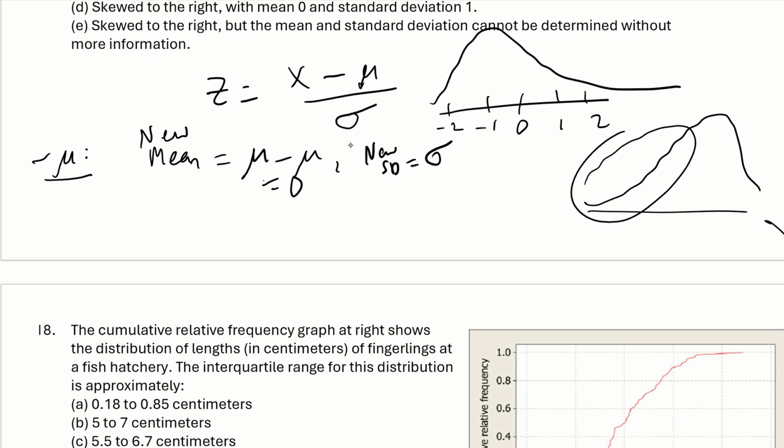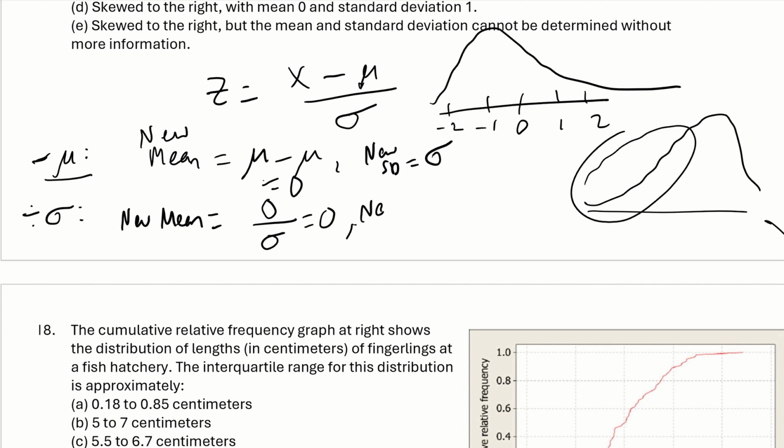Now, this was subtraction. If I divide by sigma, the new mean is still going to be the 0, which was mu minus mu, divided by sigma. But 0 divided by sigma is 0. So the new mean is still going to be 0.